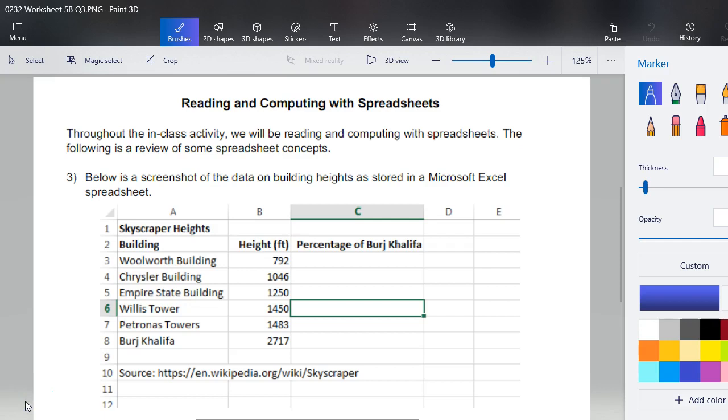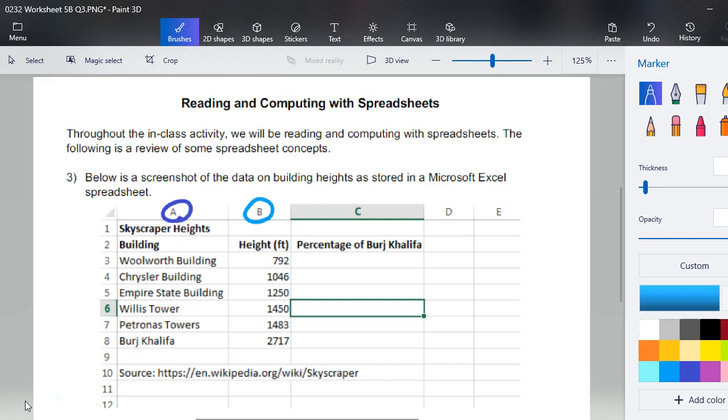This is a good time to hit pause, go work all of question 3, which has parts A through E, and then come back and let's walk through these together. Starting with part A, which column contains the names of the buildings? That would be column A. Part B, which column contains the heights, the actual numeric heights of the buildings? That would be column B.